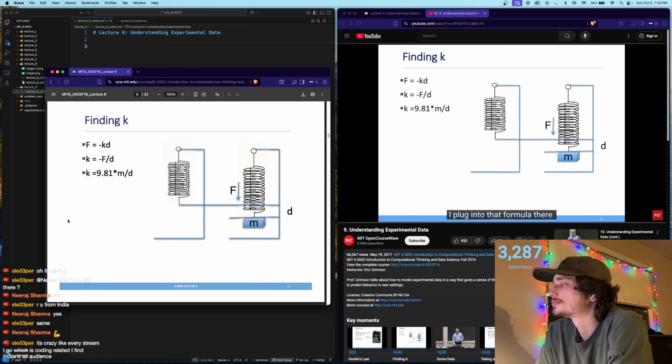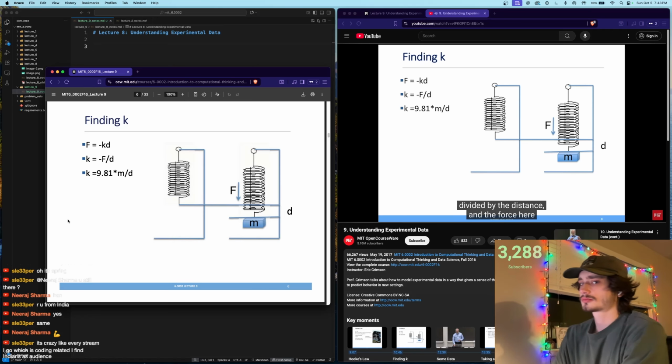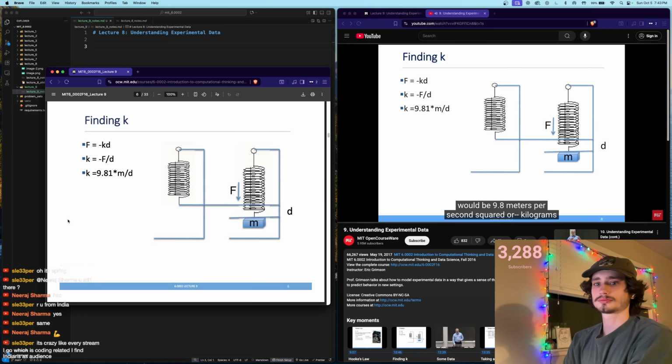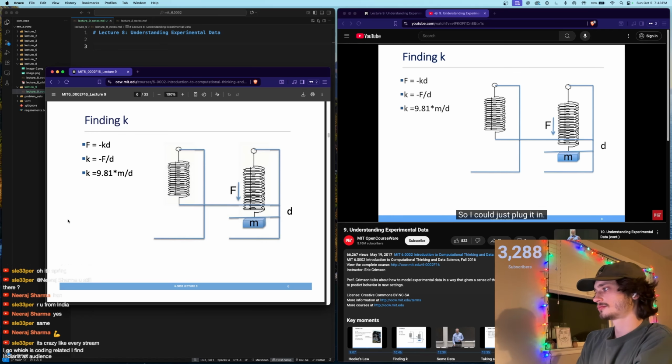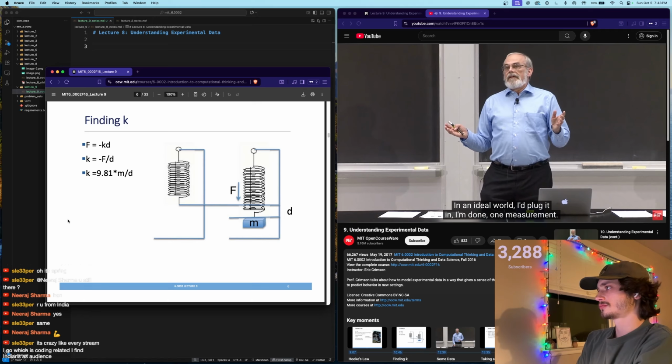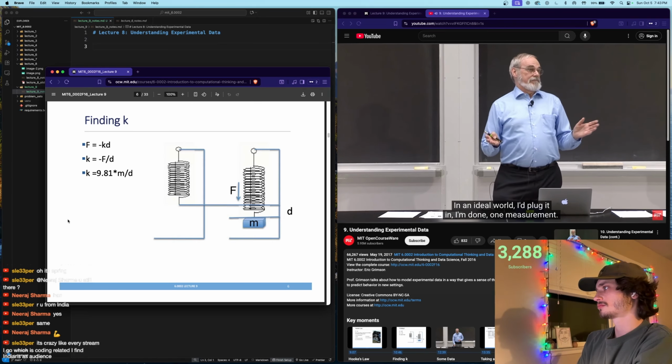I plug into that formula there. The force is minus k times d, so k, the spring constant, is the force, forget the minus sign, divided by the distance, and the force here would be 9.8 meters per second squared, or kilograms per second squared, times the mass, divided by d. So I could just plug it in. In an ideal world, I plug it in, I'm done. One measurement.